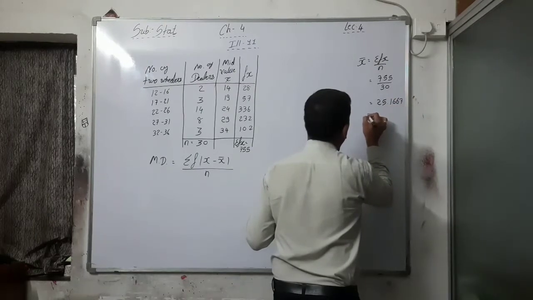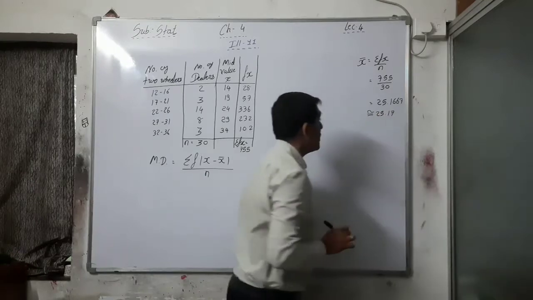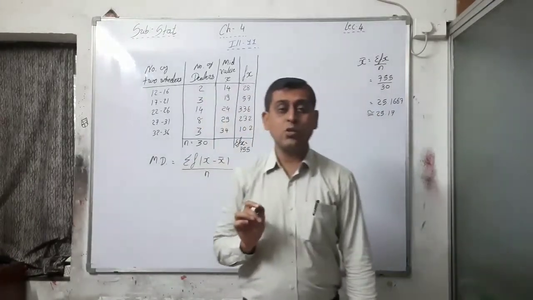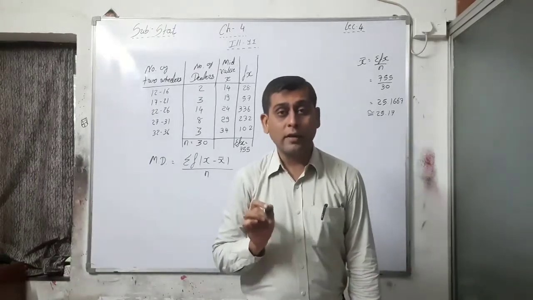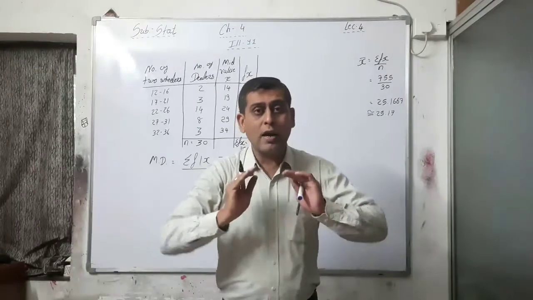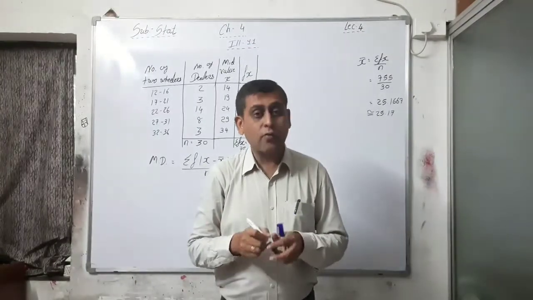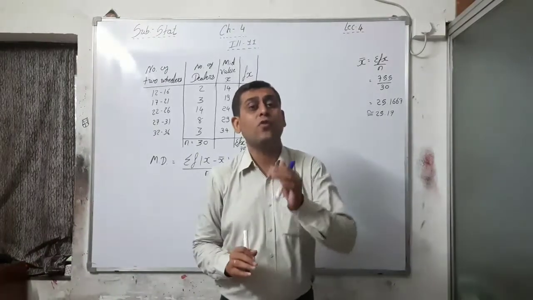So your approximate answer is 25.17. Now, what is your x bar? It is not perfect, it is in the point, it is in the fraction. So here you are confused, sir. We can take these. Yes, we have to take these because this is the formula.